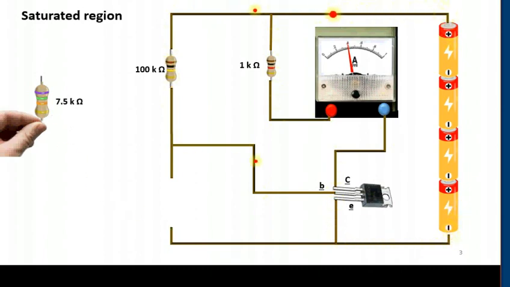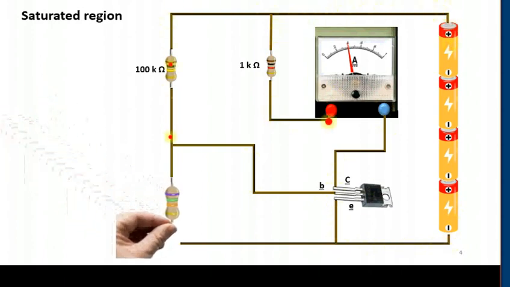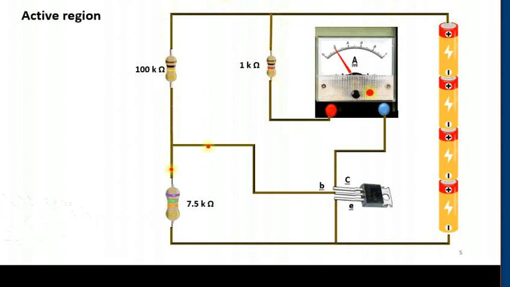We are going to connect this 7.5 kilo ohm resistor. Now the 7.5 kilo ohm resistor is connected. Now see what is happening. The current coming through this 100 kilo ohm resistor is divided into two branches. One part is going through this 7.5 kilo ohm resistor, and the other part of the current is going through this base. So now there is a little base current, not as much as the previous saturated state.